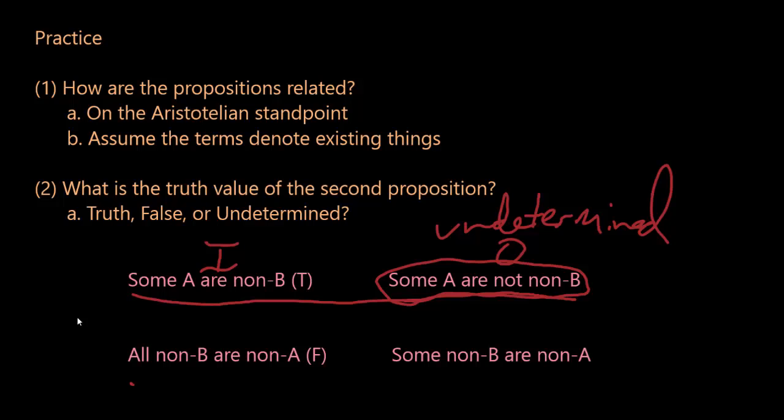So now let's look at these propositions. All non-B are non-A. Some non-B are non-A. Again, what we want to note is that this is an A proposition, and this is an I proposition. They're related as subalternates. And if you'll recall, our A propositions are on the top left of our square, the I propositions are on our bottom left, and truth flows downward.